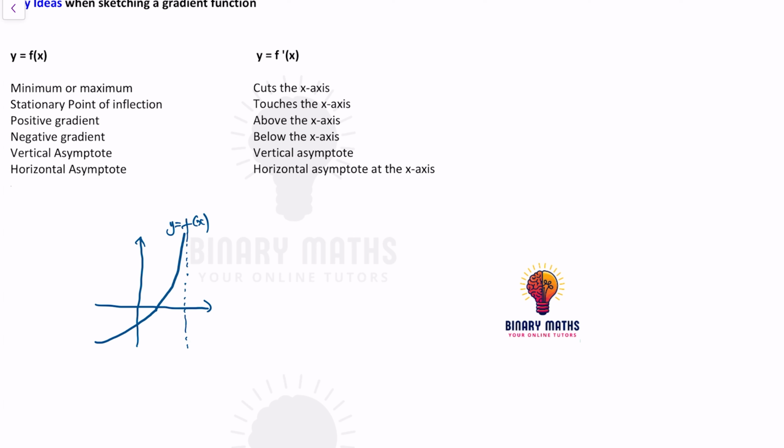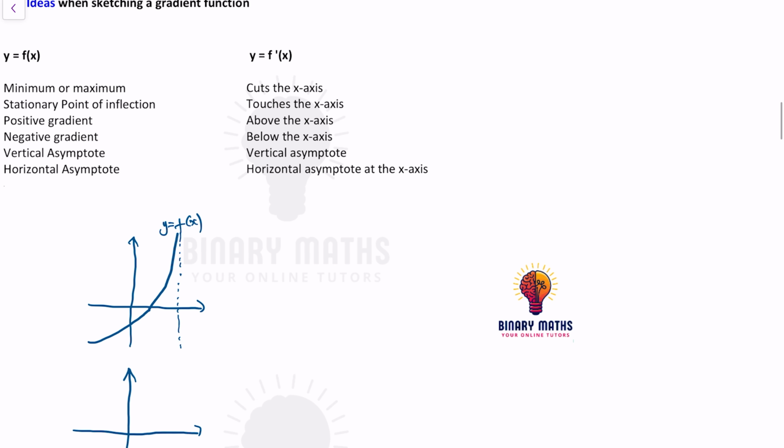Then if I were to draw the gradient function directly below it, I can see that as x is getting closer to this number, x is equal to a, let's say, then the gradient is getting closer and closer to infinity.